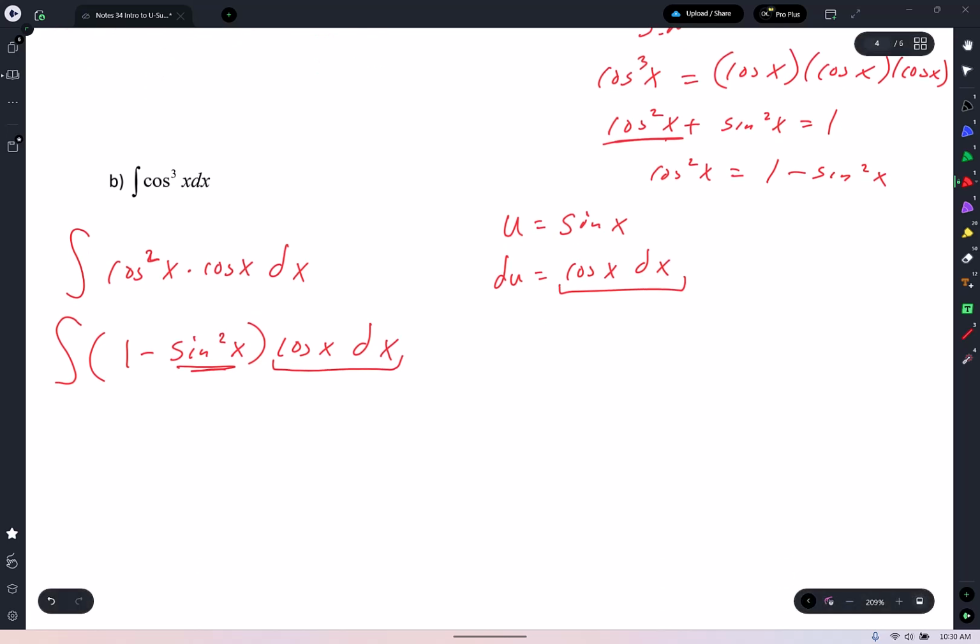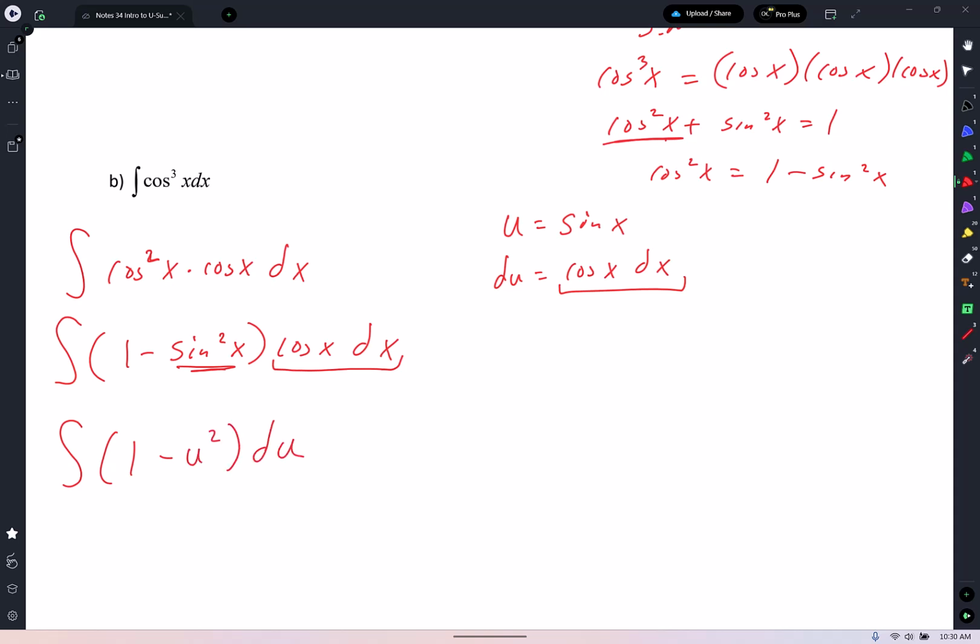So here we go. Integral, parenthesis, 1 minus u squared, close it, du. Look how pretty that is. That can be done really fast. What's the antiderivative of 1 with respect to u? No, not x. U. What's the antiderivative of u squared with respect to u? U cubed over 3. And then put the plus c.